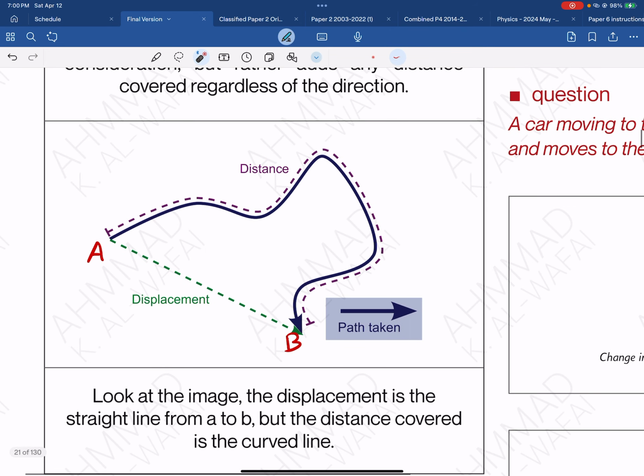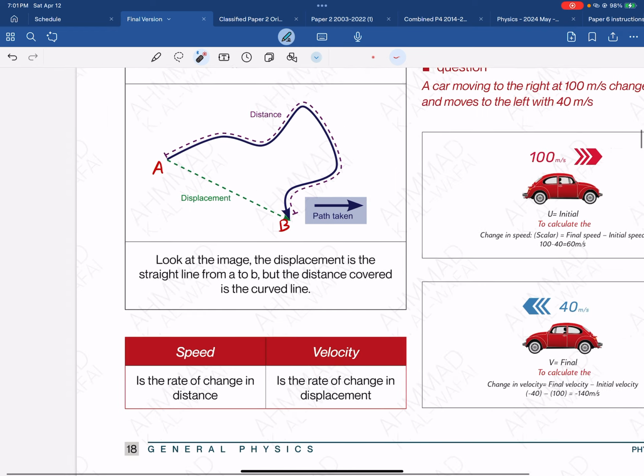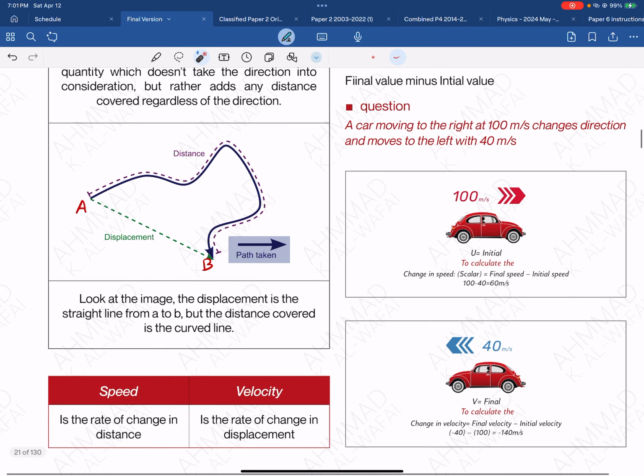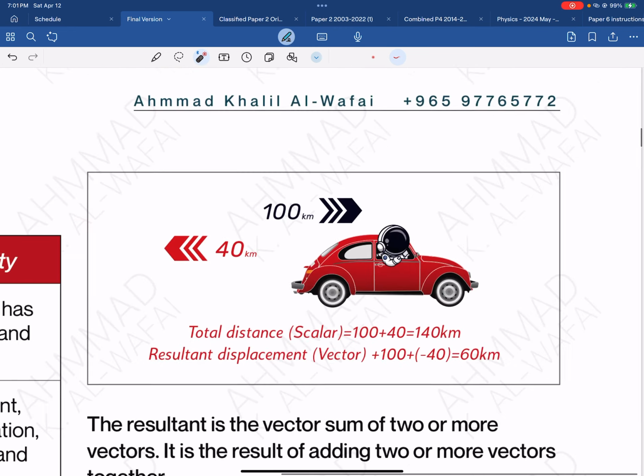So look at this. You've got an object that started at A and finished at B. So that shortest path is the displacement, but actually the object went through all this distance to reach this point. So that is distance and that is the displacement, okay? You also got speed and velocity. We're going to go through that for now. But look at this example.